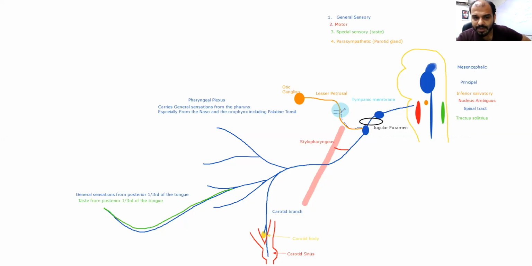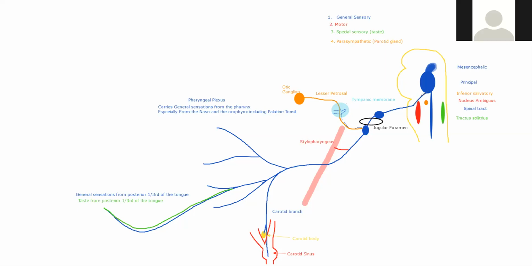From the outside of the tympanic membrane, the general sensations are carried by the 5th and the 10th nerve. Remember my words. From the exterior of the tympanic membrane, the outer side, which is facing towards the external ear, the general sensations are carried by the 5th nerve and the 10th cranial nerve. However, from the inner aspect of the tympanic membrane, which is facing the middle ear cavity, the general sensations are carried by the tympanic plexus, which goes into the 9th cranial nerve. So, is it clear?